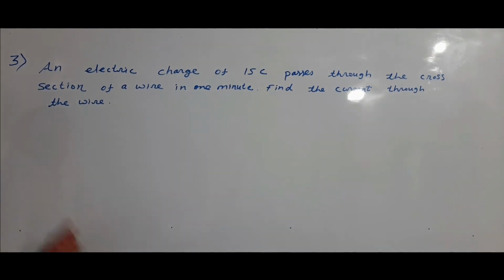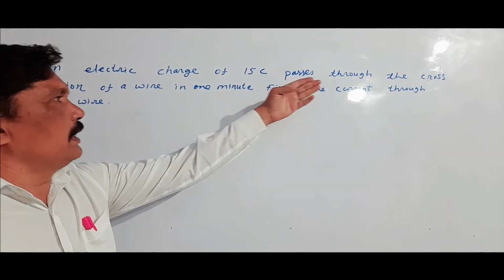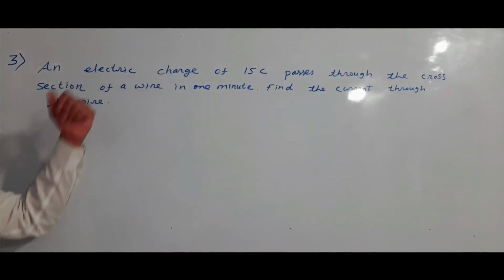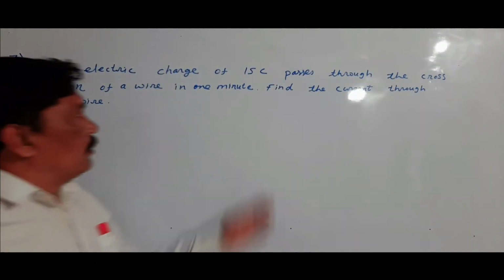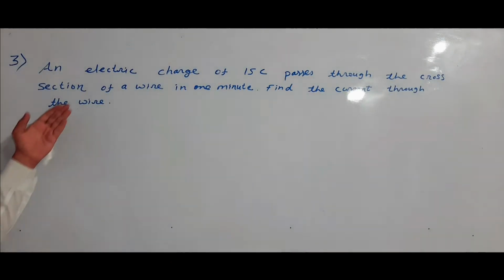Let's have brainstorming over the problem. An electric charge of 15 coulomb passes through the cross section of a wire in 1 minute. Find the current through the wire.